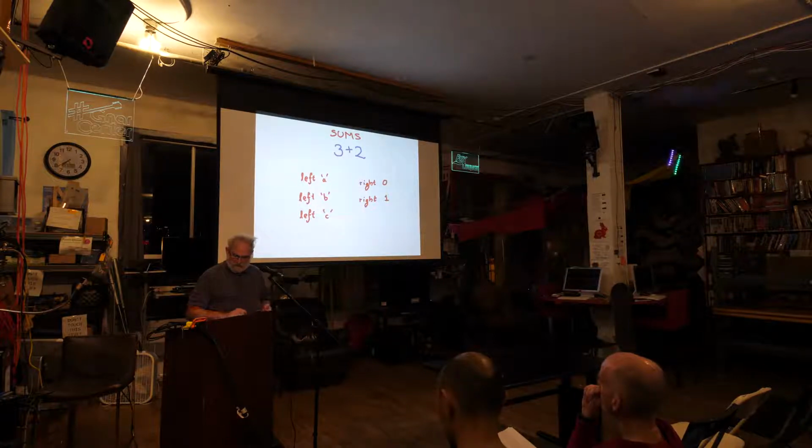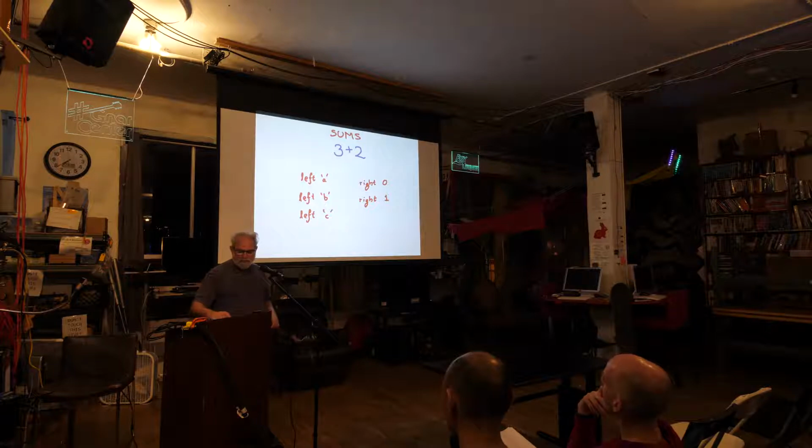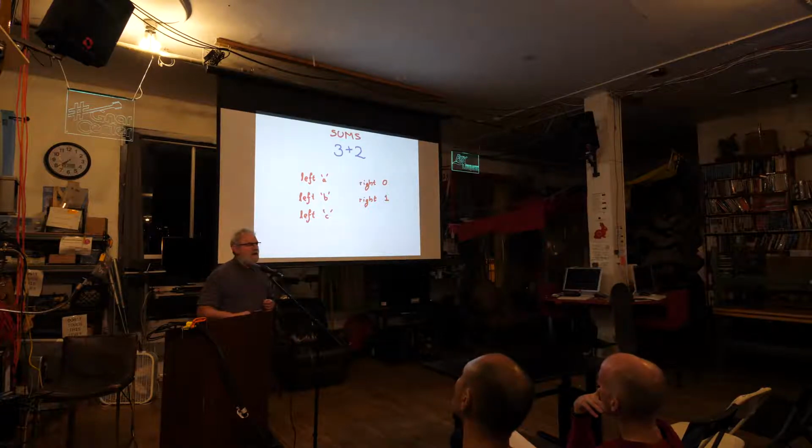So, and again, you can see why it's called the sum type, right? What are the ways of building something of type 3 plus 2? It's either left of A, or left of B, or left of C, or right of 0, or right of 1. I'm pointing at this and you can't see me pointing. There we go.